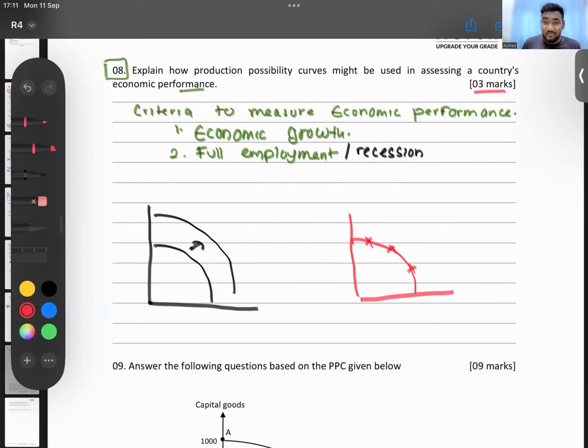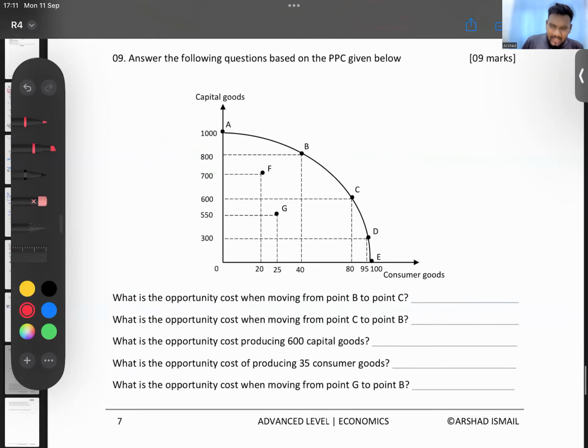There is nothing big to write, but you all need to practice writing. Only then you get better at it. Is that fine? Question 8. So we do the last question and then take a small break and come to the other part. Okay, right. Then we'll come to question 9.